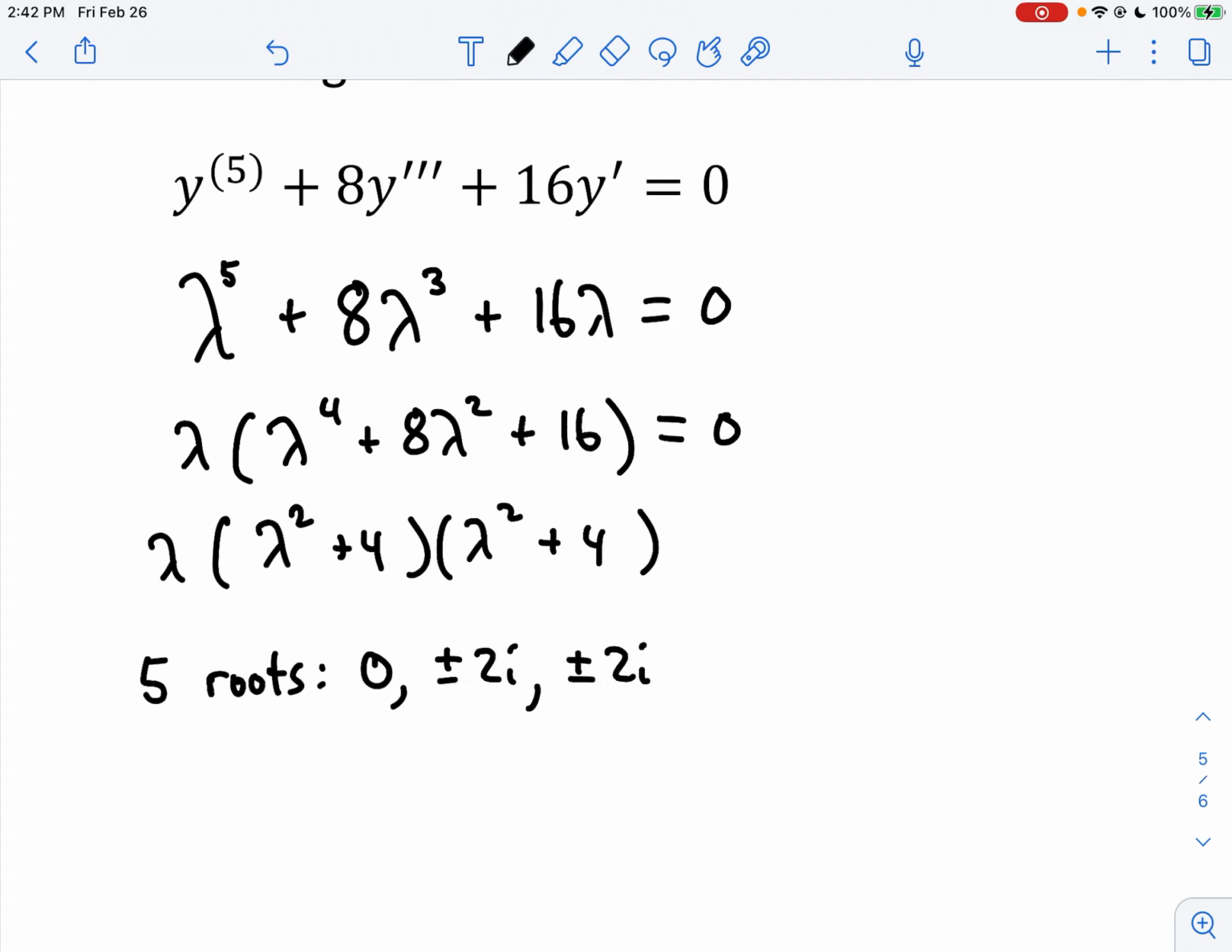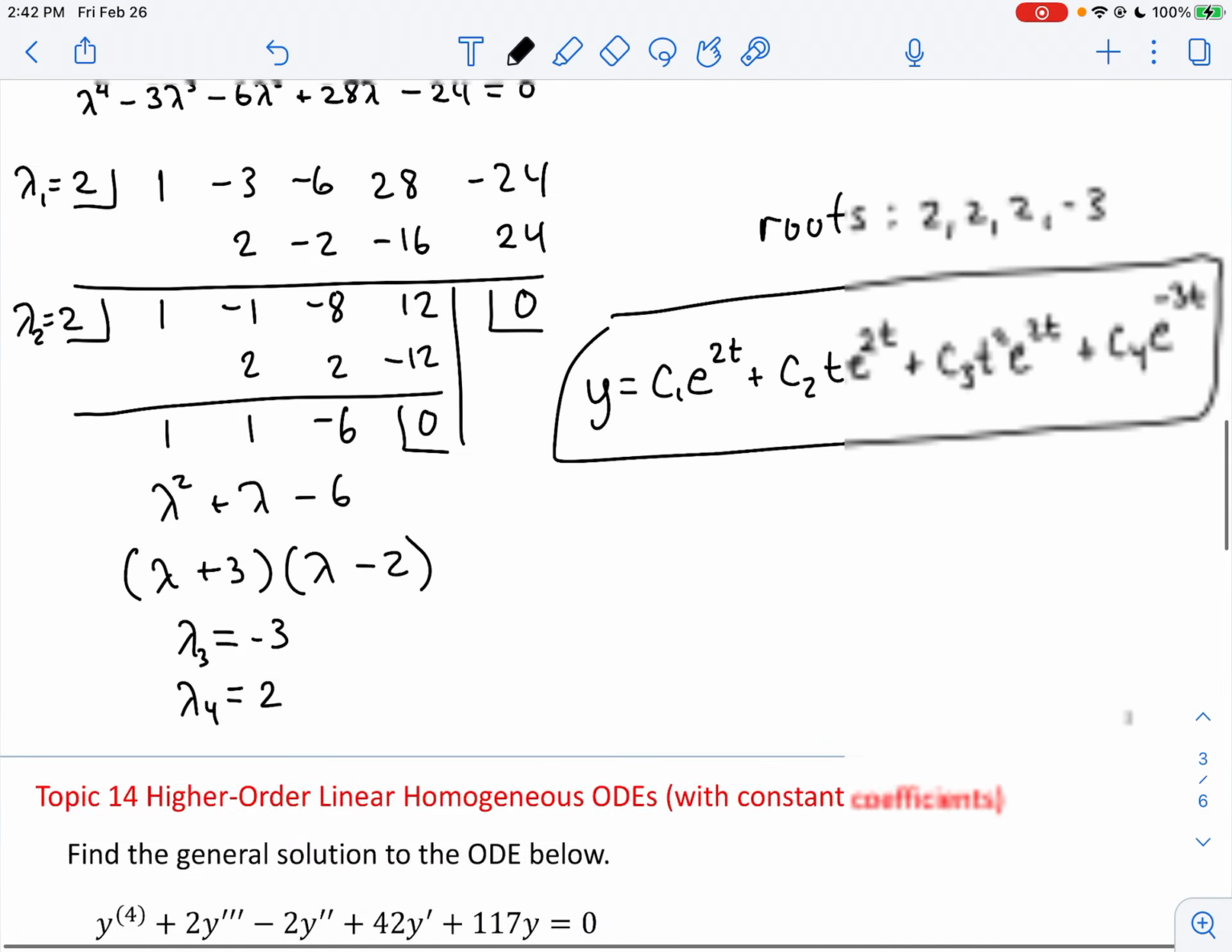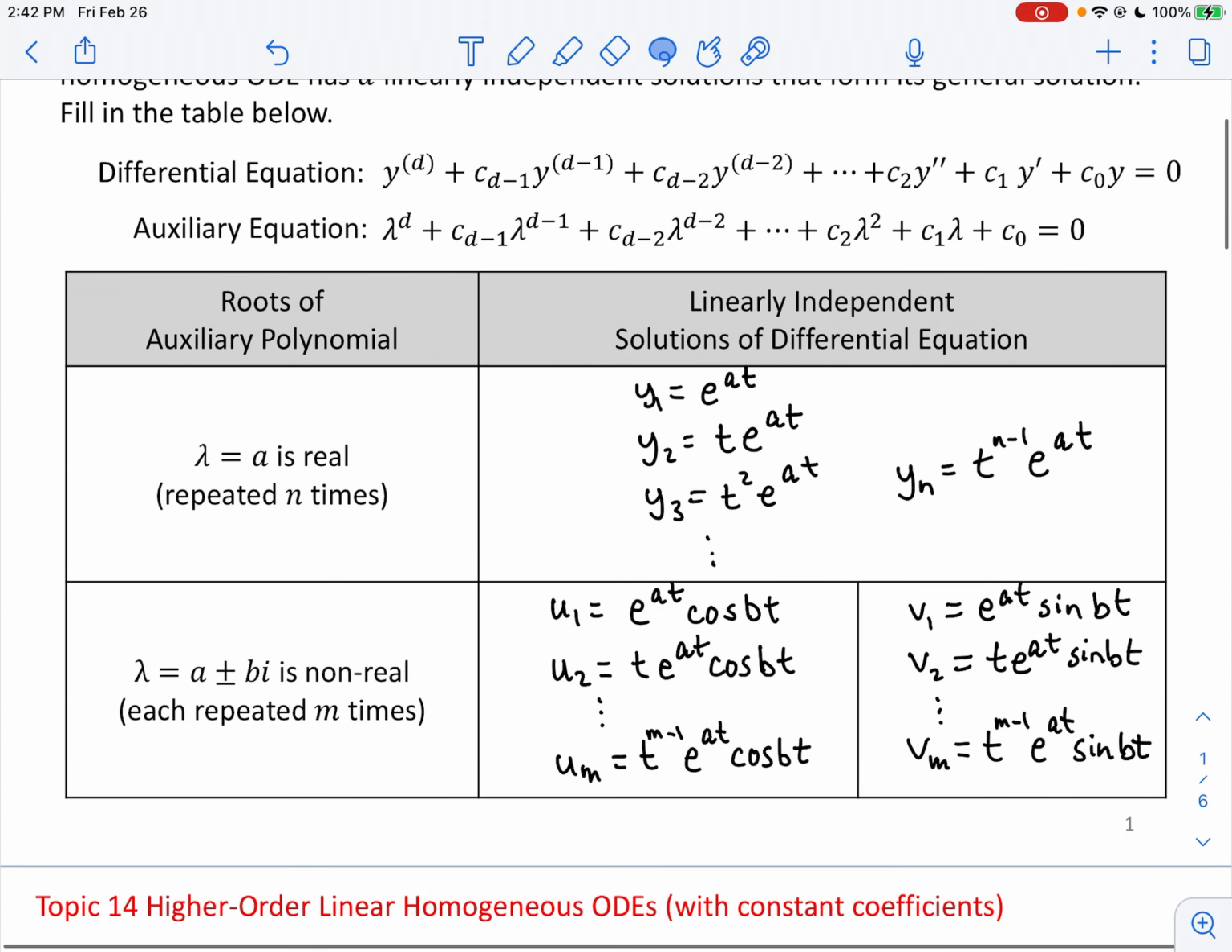So this time we have a repeated complex number. It has no real part, but it's a repeated complex number. So going back to our table, in this case, the a is 0, because we just have plus or minus 2i. So all these e to the at's are going to go away, because e to the 0 is 1. But then the plus or minus bi, b is 2, that's going to give me the cosine bt, sine bt, but then we're going to have to do a t times cosine bt and a t times sine bt for the second, because it was repeated.